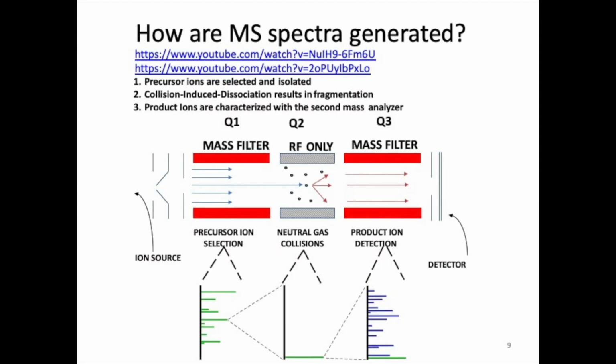I just briefly talked about how MS spectra are generated. The figure on this slide shows how a mass spectrometer works. When the sample, which is the ion source, is injected into the machine, precursor ions are selected and isolated. Then collision-induced dissociation results in fragmentation. Finally, product ions are characterized with a second mass analyzer. The machine will record the signal output as mass spectra.